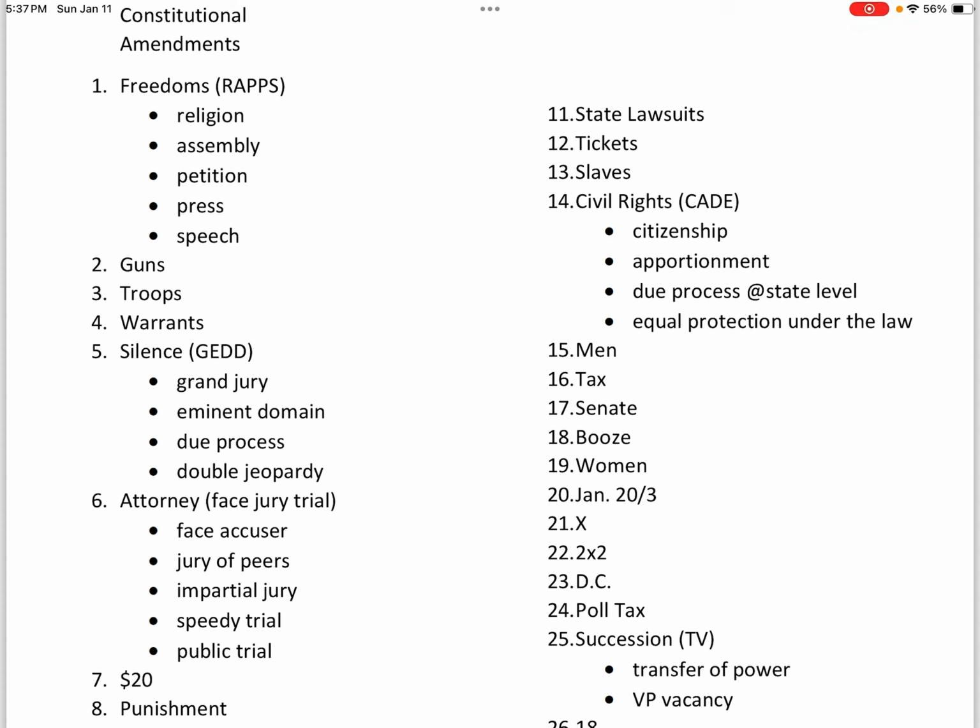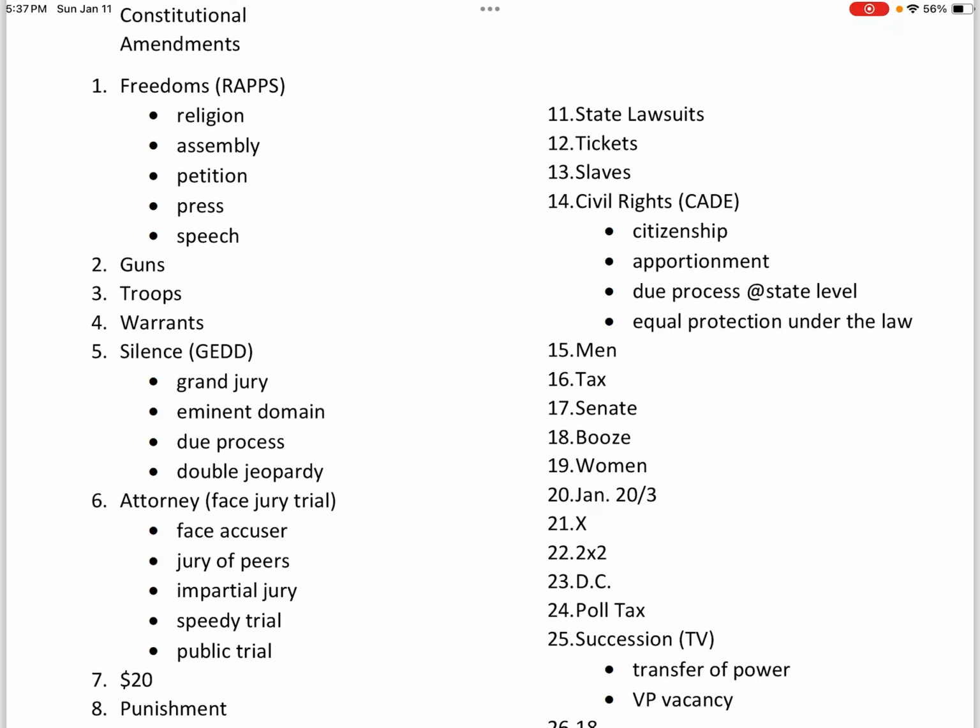Number 22, that one's an easy 2 by 2. 22 is 2 by 2. This set the term limits for presidents. They were limited to 2 terms of 4 years. So 2 times 2 is 4. This came in 1947, after President FDR, Franklin Delano Roosevelt. He actually was elected 4 times. He didn't quite serve 4 terms, but he was elected 4 times.